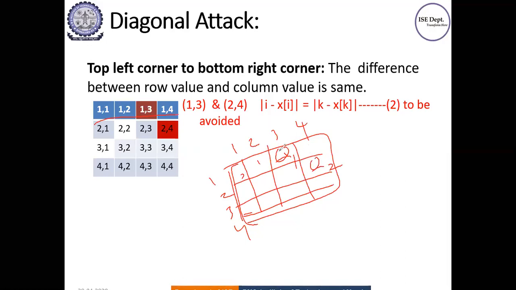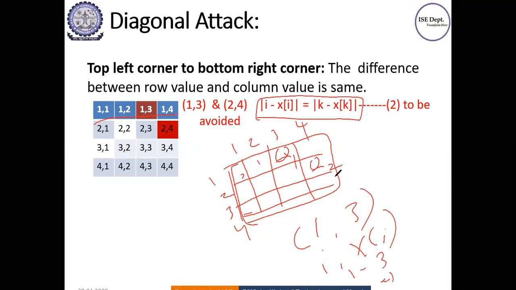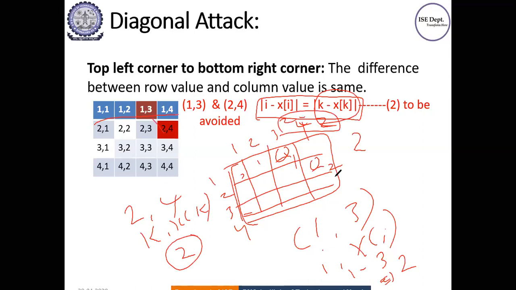We need to avoid this. But how will you implement this actually? That is using this particular difference. What is this, I minus x of I? We know 1 comma 3: this is I and this is x of I, correct? So 1 minus x of I will give you, taking only the positive value, 1 minus 3, which is 2. And this k minus x of k, 2 comma 4: this is k and this is x of k. So 2 minus 4 is also 2. So 2 is equal to 2, which means you need to avoid this. Is this clear?